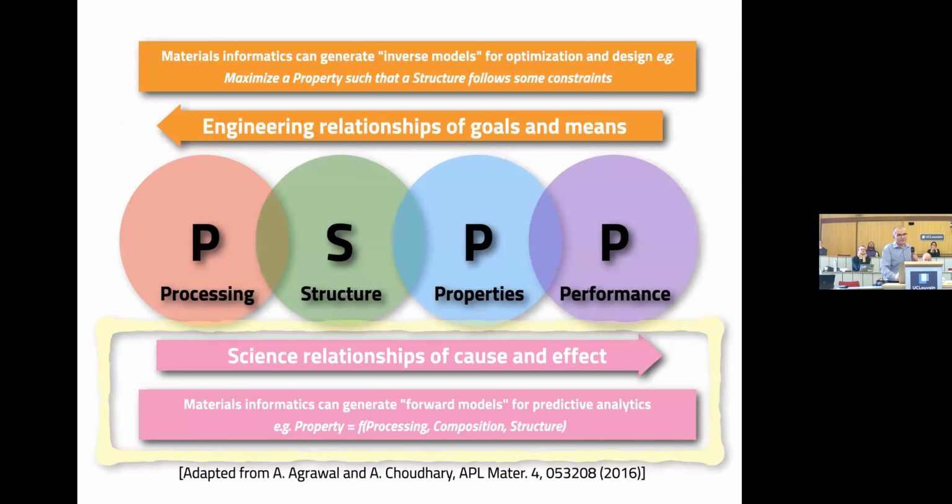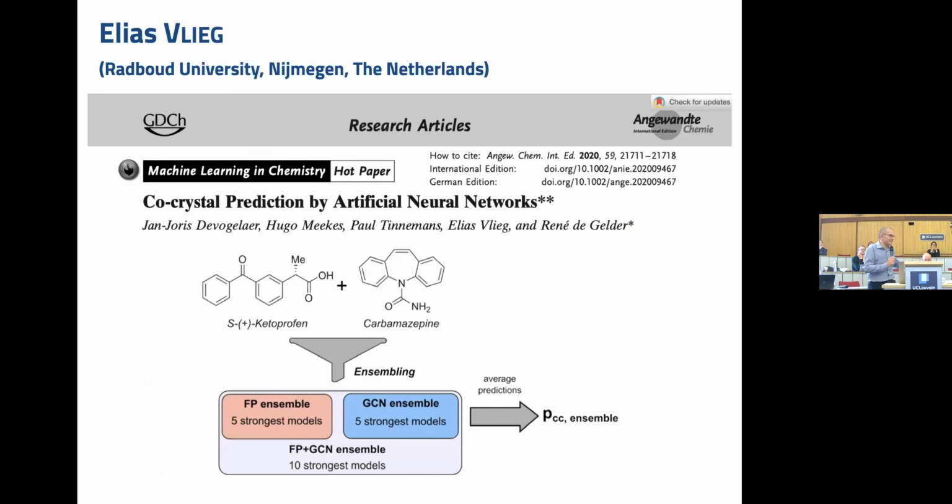And with the first talk by, it's actually not the first talk of this afternoon because of the time schedule. So the first talk by Elias Vlieg, who is coming from the Radboud University in Nijmegen in the Netherlands, is going to be about how artificial networks can be used to make predictions about co-crystals. So the idea is that you have two molecules and you see whether or not they can form a co-crystal together. So we'll learn much more about that in his talk.